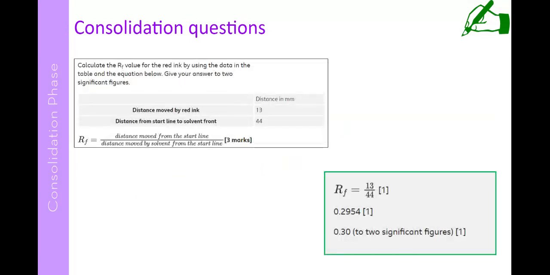And then finally, to calculate the RF value, you needed to do 13 divided by 44. Should have given you on your calculator 0.294. That gets you 1 mark, and then because it asked you to give your answer to 2 significant figures, your final mark comes from rounding to 2 significant figures.